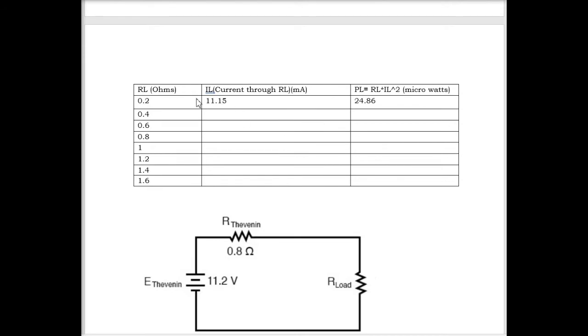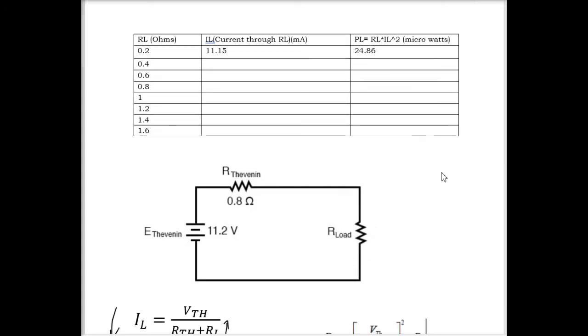I have given an example so you can see, like, I measured the current for a 0.2 ohm load resistor, the current was 11.15 milliampere. I got the power as 24.86. Similarly, you are gonna do similar readings for 0.4 to 1.6. Then you are gonna measure the power by using this formula, the power across the load. So when it says output terminal, that means the load terminal.